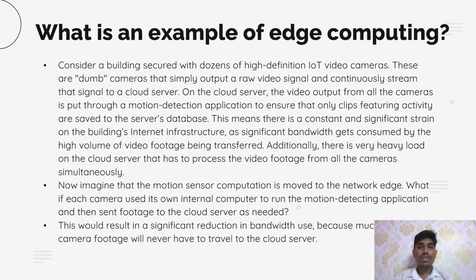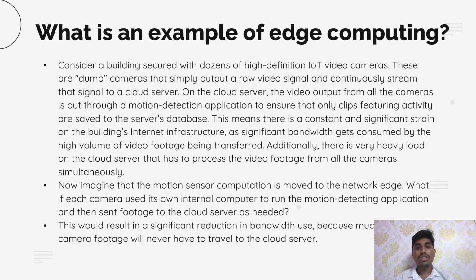What is an example of edge computing? So let's discuss it. Consider a building secured with dozens of high definition IoT video cameras. These are dumb cameras that simply output a raw video signal and continuously stream that signal to a cloud server. On the cloud server, the video output from all these cameras is put through a motion detecting application to ensure that only clips featuring activity are saved to the server's database.